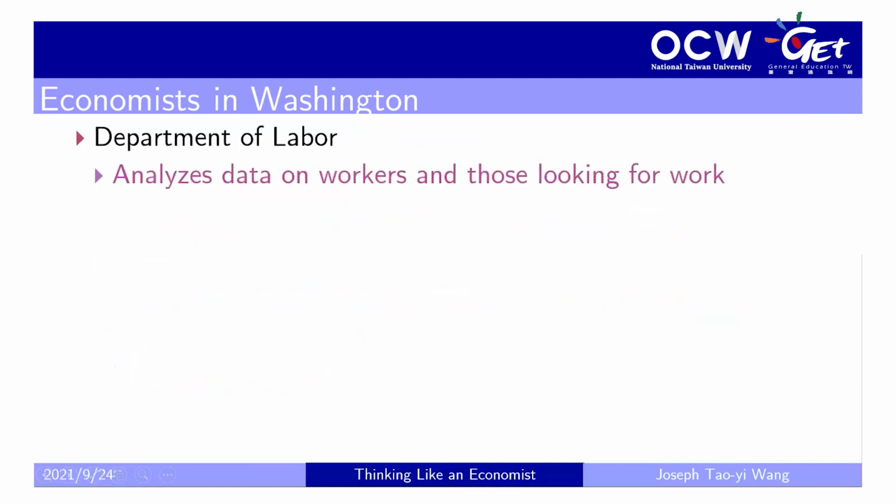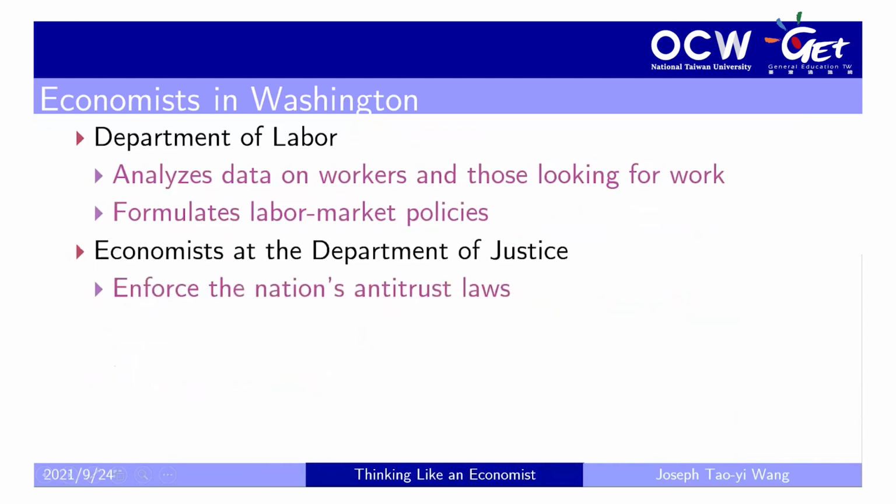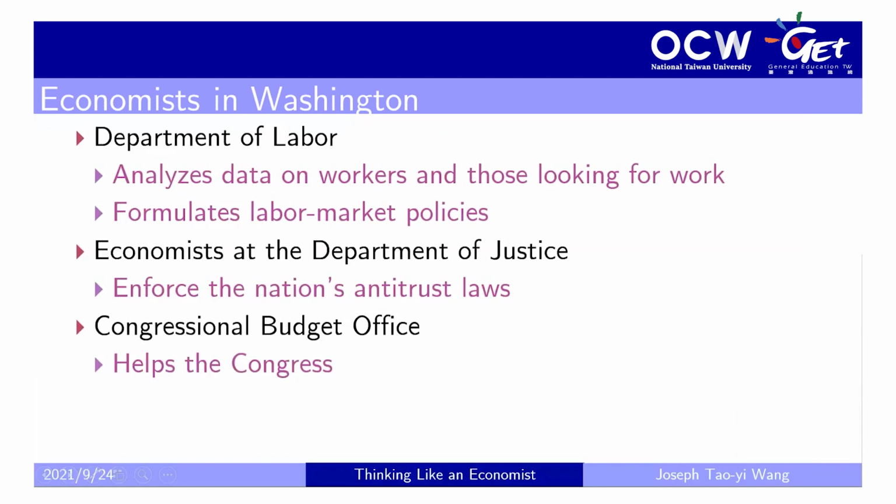In the Department of Labor, in the US, they analyze worker data and look at unemployment data. So people are looking for work. And based on that, they formulate labor market policies. In the Department of Justice, of course, antitrust laws are enforced. And in the Congressional Budget Office, these economists try to help the Congress.